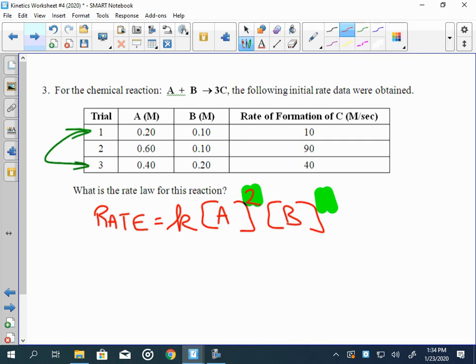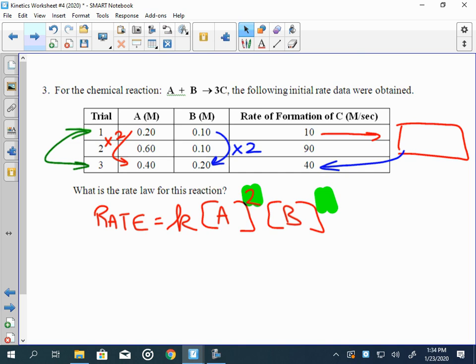For A, times 2. For B, times 2. Well, I know what happens to A, and then the change in B is going to have to get me the rest of the way there. If I double A, and it's second order with respect to A, this is going to go up by a factor of 4. And then the change for B is going to go from 40 to 40. How many folks got the third one right?